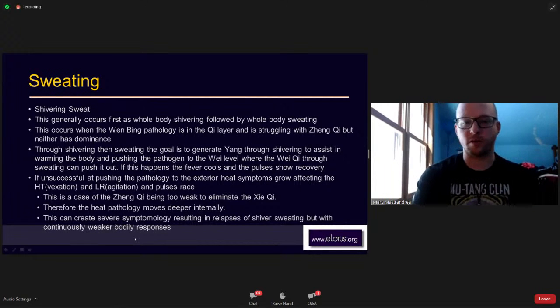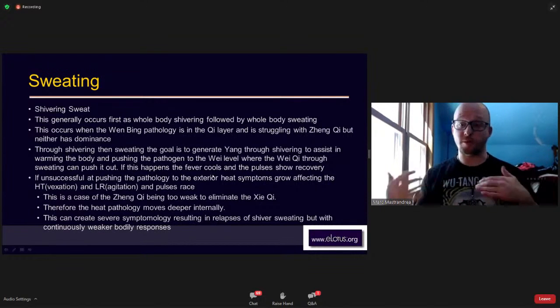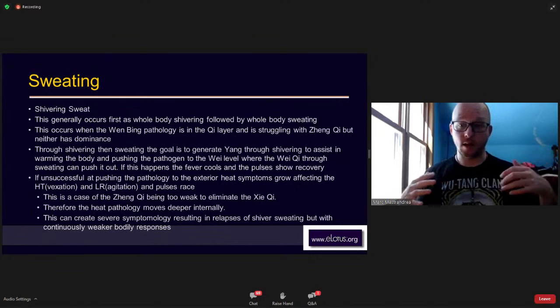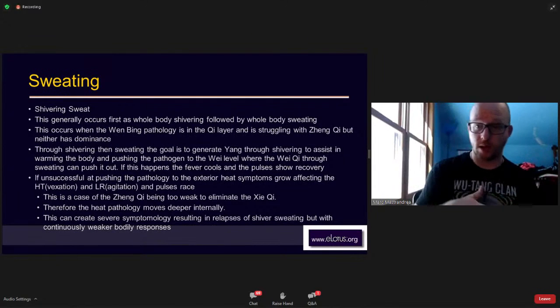So this can create severe symptoms resulting in relapses. A lot of times, if this isn't taken care of, it will end up in relapses where the person will shiver, and then they'll sweat, and then they'll shiver, and then they'll sweat, and they'll go back and forth.